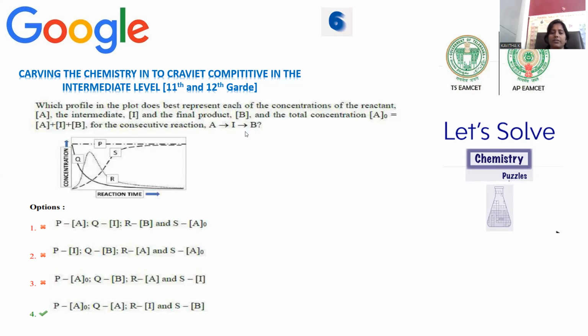First, let's see the correct answer. Later we will go for the explanation. According to this graph, the correct answer is: P denotes A naught, Q denotes A, R denotes I, and S denotes B, all in square brackets. That means concentrations of all these components are mentioned here.